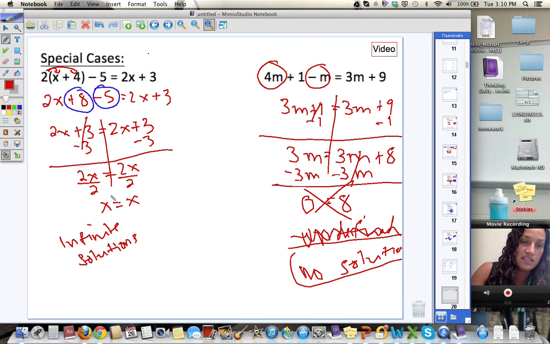It's either infinite if they equal each other. If it's something like a number equals another, like 7 equals 2, that's not true. No solution. There's no number that you can plug in that'll make this equation work.